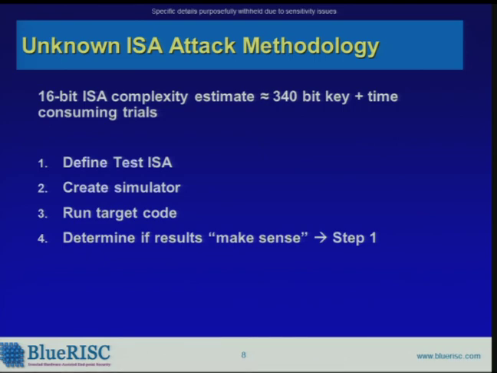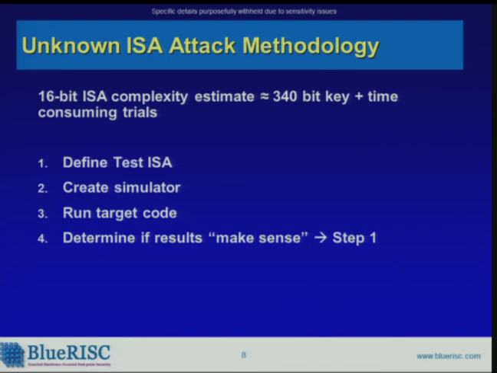But one of the more interesting thought processes is the actual trials that would have to be performed in order to break this system. So an attacker would actually have to first define a test ISA. They would have to know the underlying operations, create an ISA, and define that. And then they'd have to create a simulator to run this ISA, to decode these instructions. Then they'd run the code that they're trying to break or reverse engineer. And then finally, they'd have to determine if the results made sense. And that's a non-trivial problem.